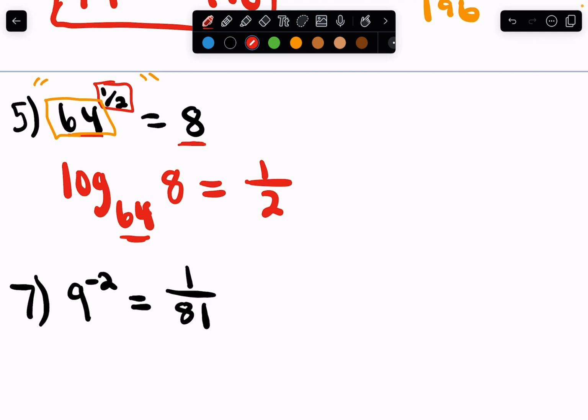We can check our answer by kind of thinking it through as before. We have 64 to the 1/2 power is going to give us 8, which is what we have.